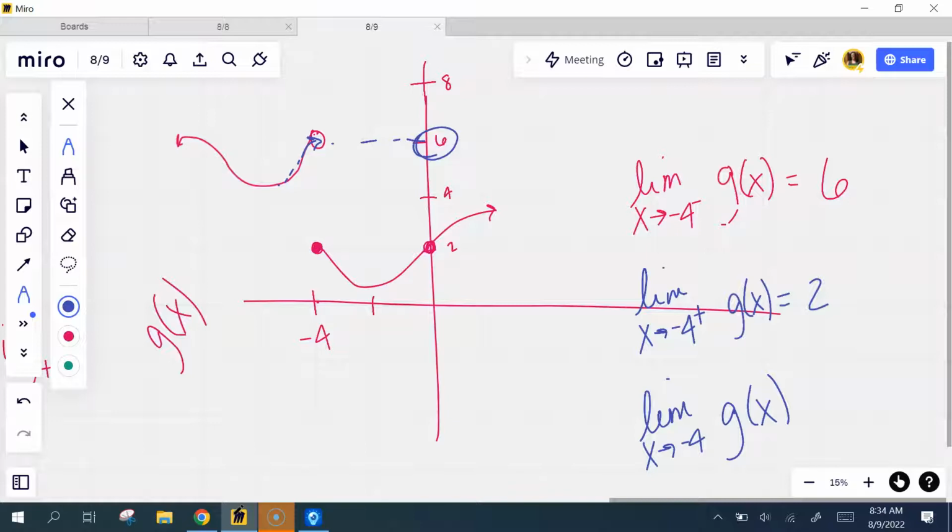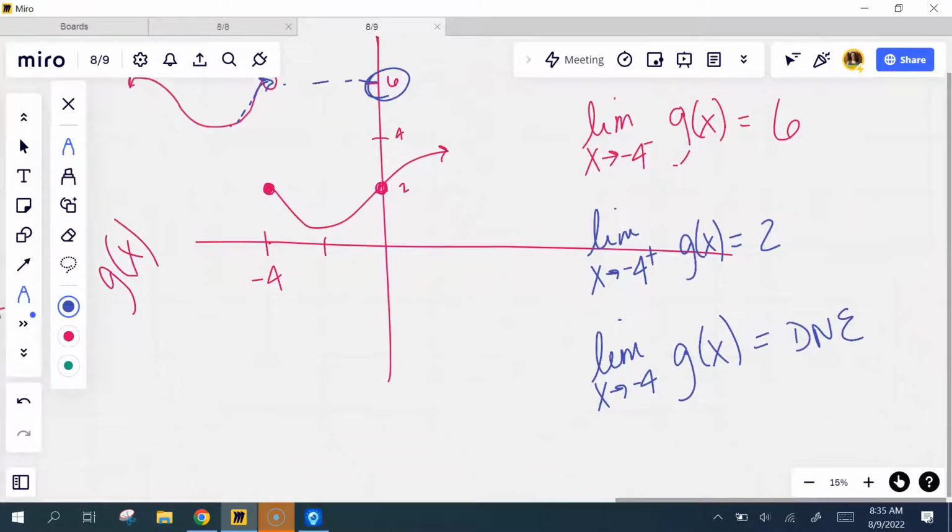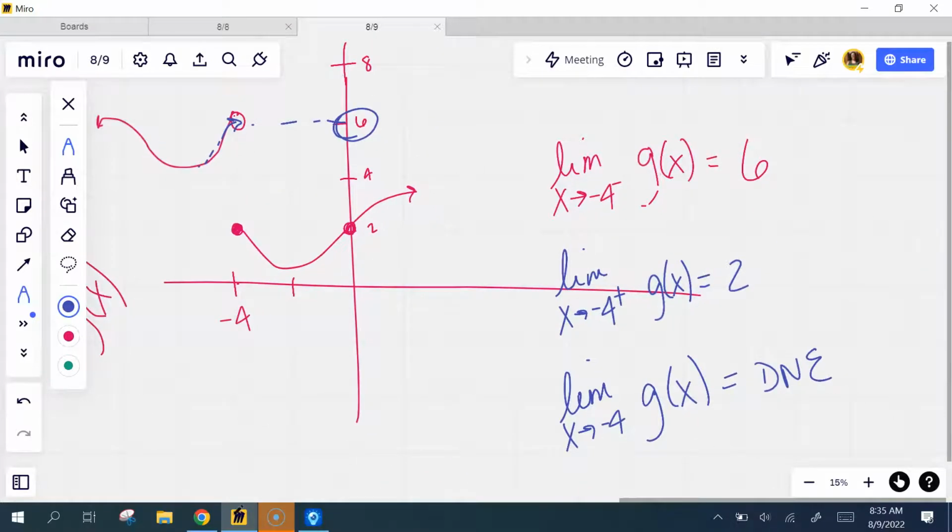Does not exist. You're exactly right. Why does it not exist? It's coming into 2 different y values there, so it doesn't exist. I can do the one-sided limits there, but I can't say that the limit itself overall exists here. So everybody remembers does not exist, DNE.